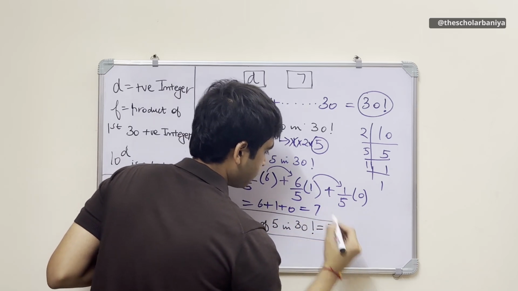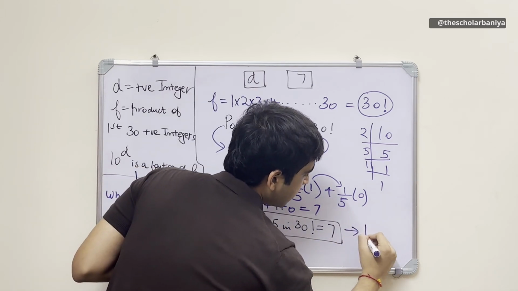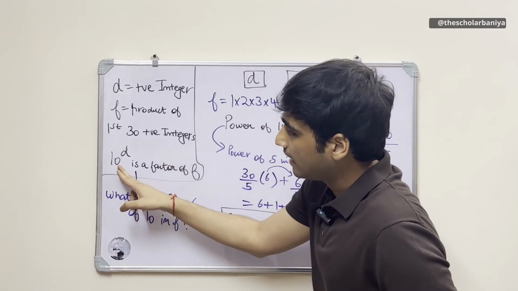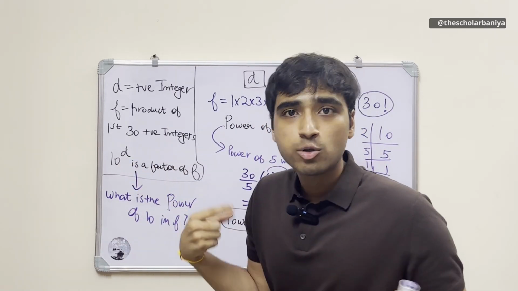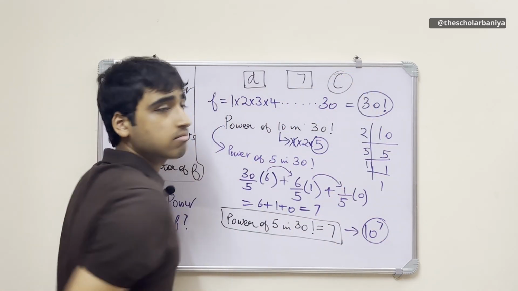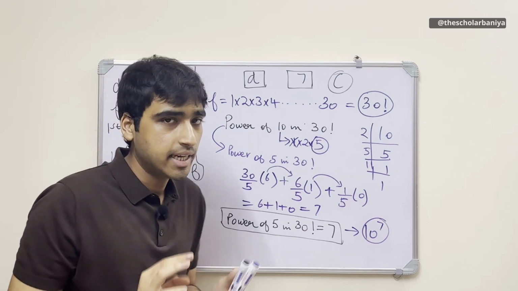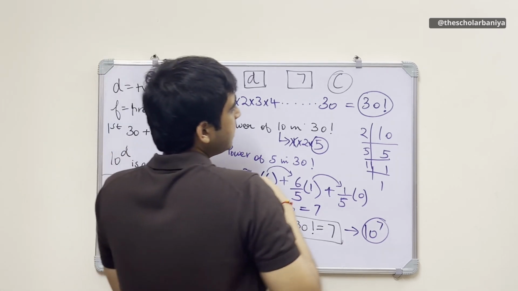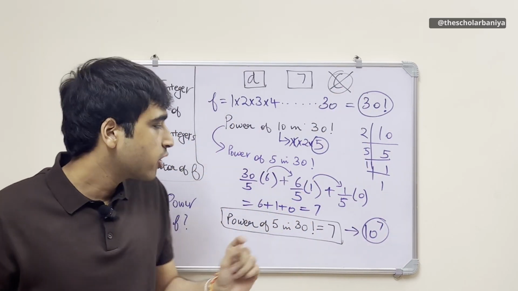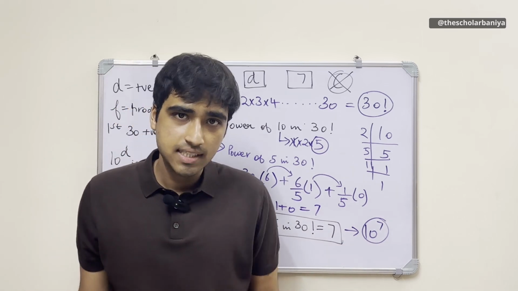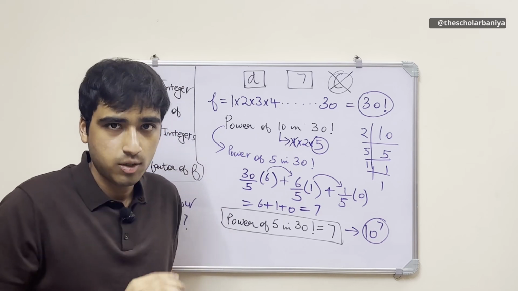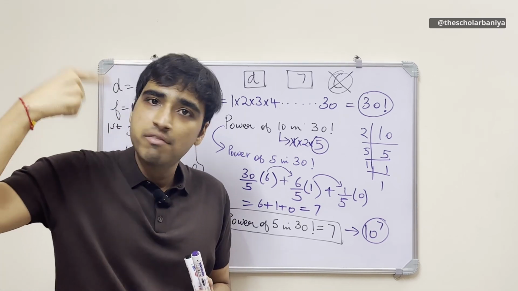So I hope this should be clear. That means you can write 10 to the power 7, and this was 10 to the power D. So what is D? D comes out to be 7. So D is 7. So your answer should be C, right? Guys, don't make this mistake. Most of the people make this mistake. C is the wrong answer. Why? This is because we got 10 to the power 7 as the answer. That means 10 to the power 7 is the power in 30 factorial, which also means 10 to the power 1 can also be an answer.